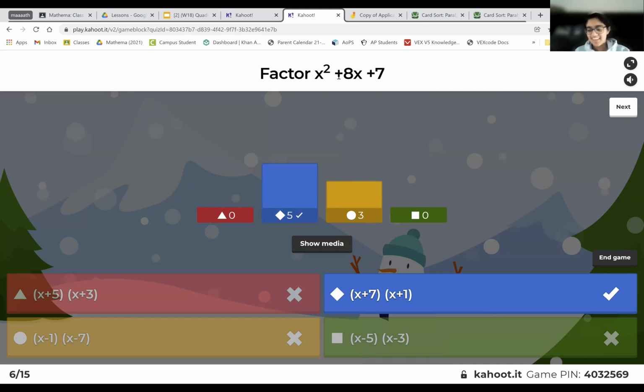So yeah. Okay, so factor this. So you know that if it's x plus a and x plus b, then a times b would be equal to 7, and a plus b would be equal to 8. So what values multiply to 7 and add to 8? 1 and 7. So you would have gotten the blue. So yeah. Yay.